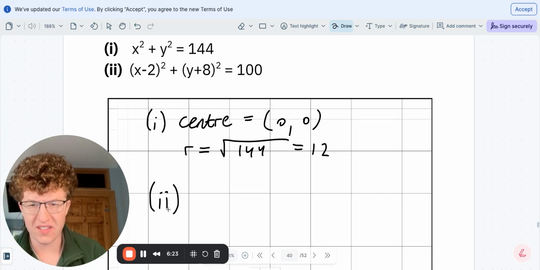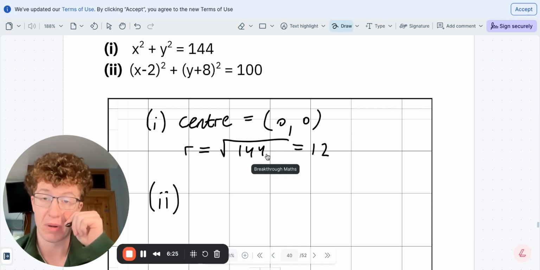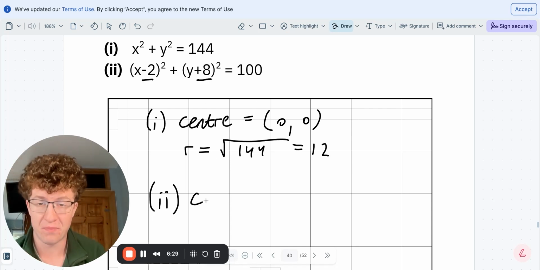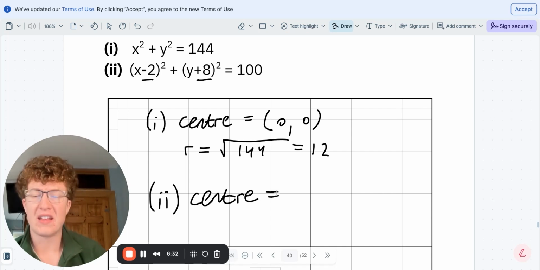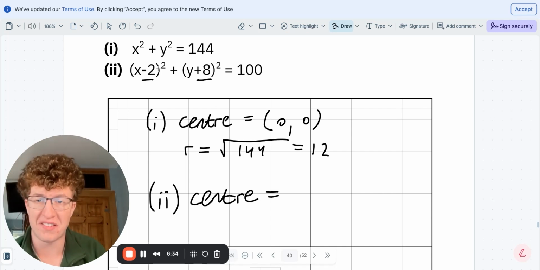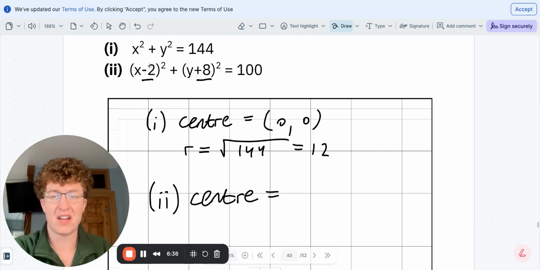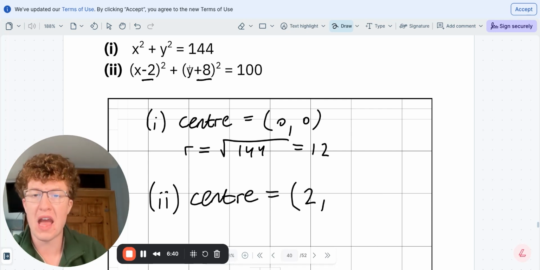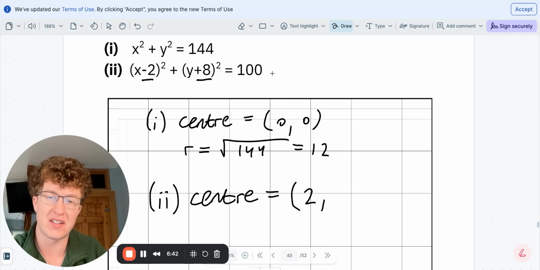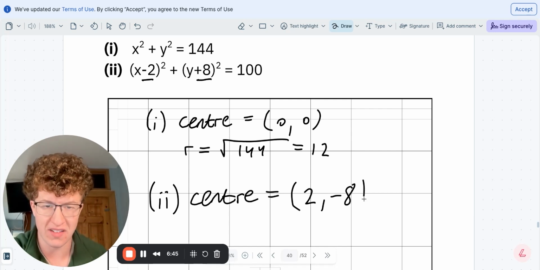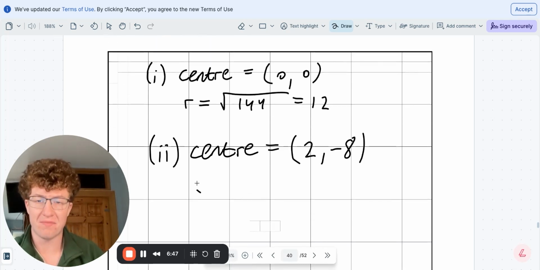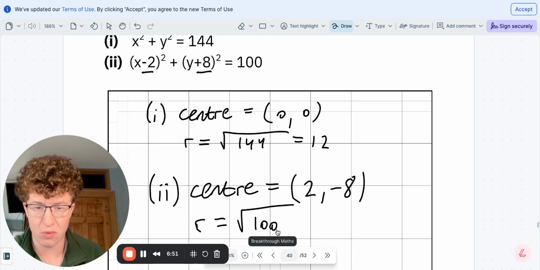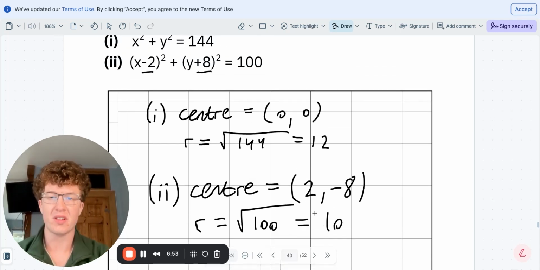Then, second guy, a bit trickier, but kind of similar. All we have to do is look at these numbers here for the center. So, in this case, we're going to be taking the opposite sign of what's in the brackets. So we have x minus 2 all squared, so the x coordinate is going to be 2. And then we have y plus 8 squared, so the center there is going to be minus 8. And then the radius is just going to be the square root of the guy on the right, which is 100. And the square root of 100 is just 10. So that's that one done.